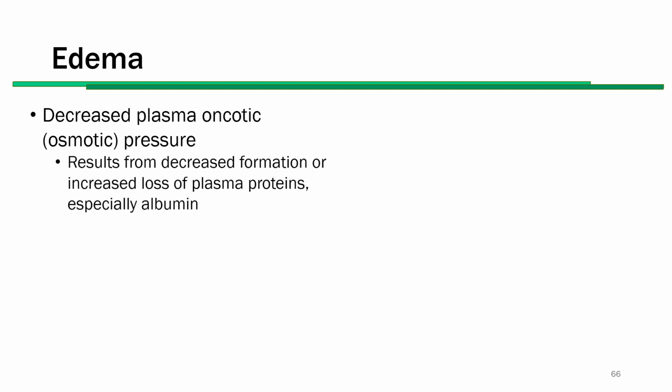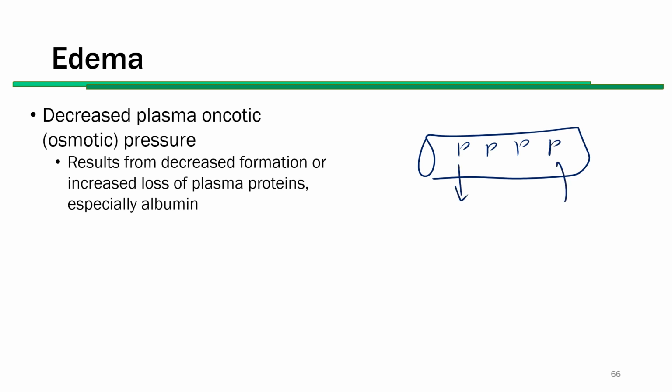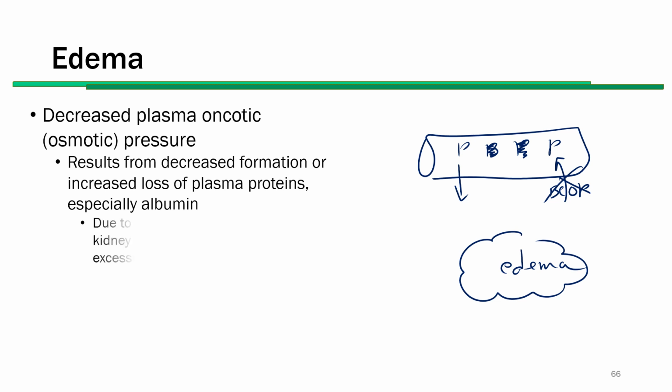Decreased plasma oncotic pressure. Normally in our blood vessel we have all these proteins. As we get to this side, the fluid leaves over here, and we draw it back in from these proteins by the blood colloid osmotic pressure. But if the proteins aren't being made because there's a liver problem or something like that, then we don't generate that pressure and we don't pull that fluid back in, and we get edema.